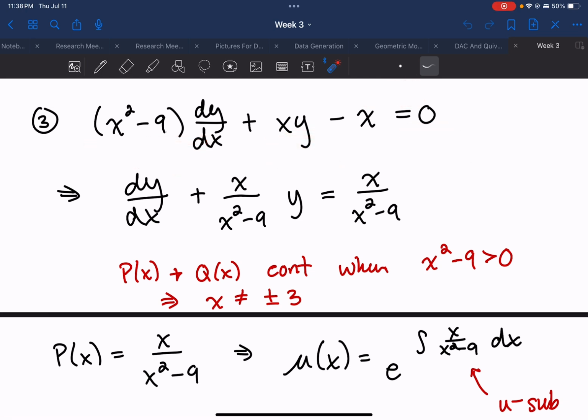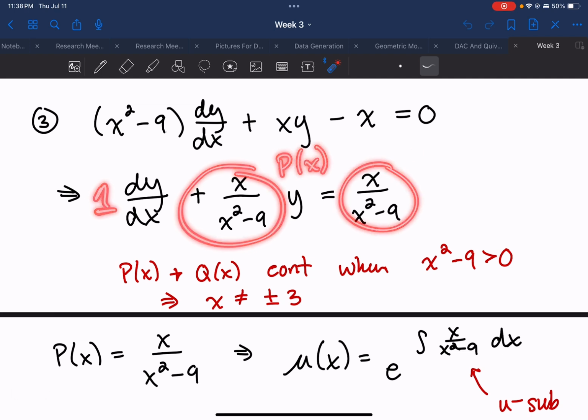And that's exactly what we do. dy/dx plus whatever this creature is equals whatever this creature is. There's a 1 out front. That makes this p of x. That makes this q of x.